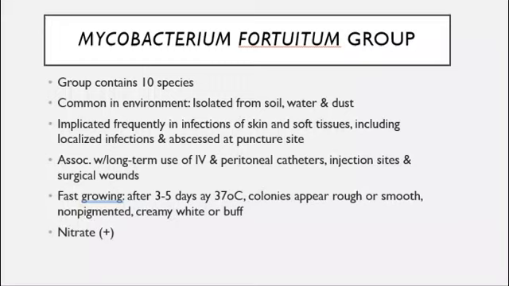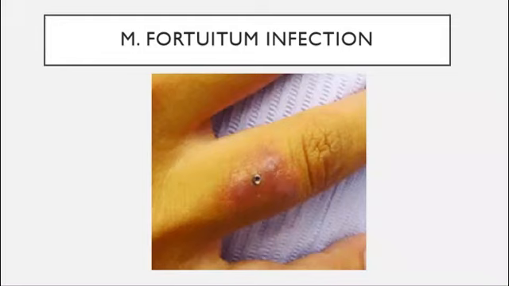These are fast growers after 3 to 5 days at 37 degrees Celsius. Colonies appear rough or smooth, non-pigmented, and they are creamy white or buff in color. And the nitrate will be positive. Here is an example of an M. fortuitum infection on a finger.